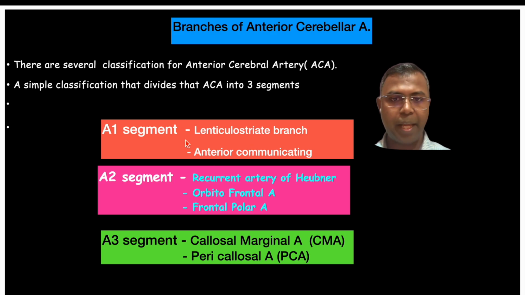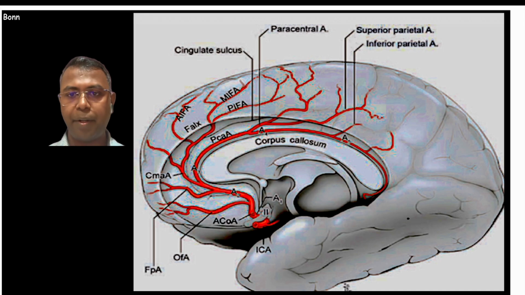So this A1 segment has the anterior communicating and the lenticulostriate branches. A2 has the recurrent artery of Heubner, the orbitofrontal and the frontopolar artery. I'll show you all these branches in the subsequent slides. And A3 segment is the most important one, where we see the callosal marginal artery, which I talked about, and the pericallosal artery. So I have put forward different images to give you more clarification about it.